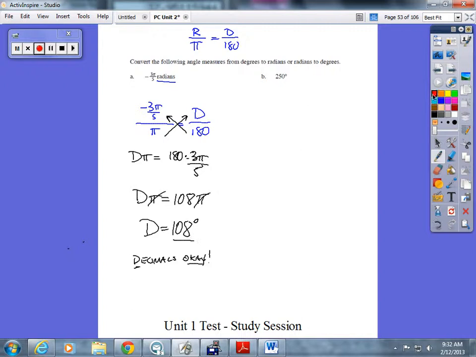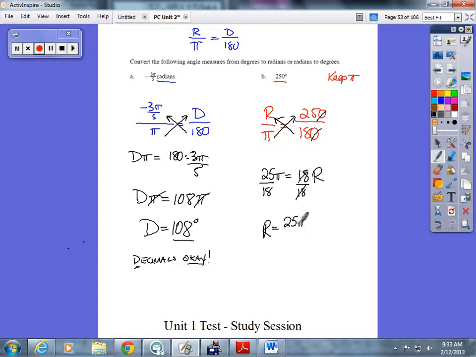Now, radians, we cannot have decimals. We want to keep pi in our answer. Nobody ever wants to give up a piece of pi, so we're going to keep it in our answer. So R over pi is going to be equal to 250 over 180. Now, if you wanted to reduce this before you even started, that would help make your number smaller. That's an easy reduction. The zeros go away. Cross multiply. All right, so I get 25 pi equals 18R. Divide by 18. So radians equals 25 pi over 18.